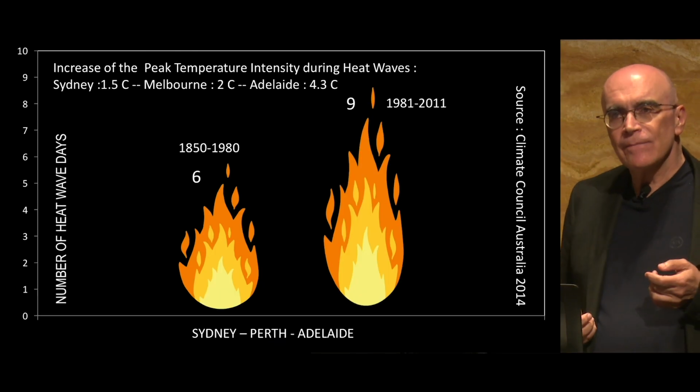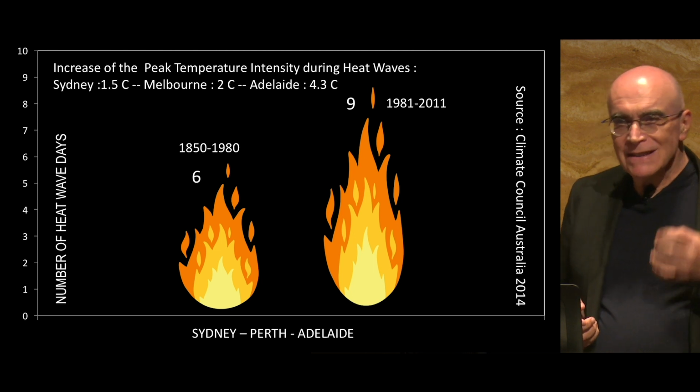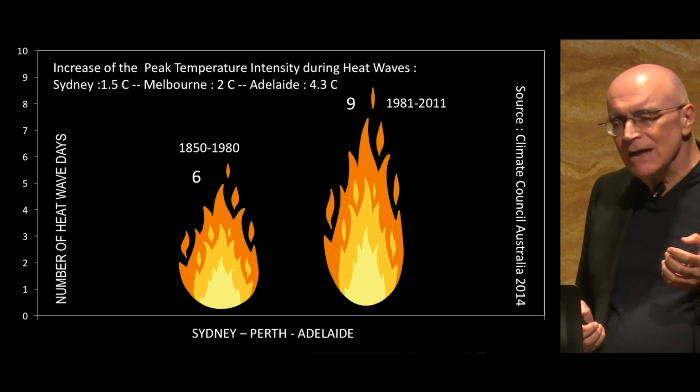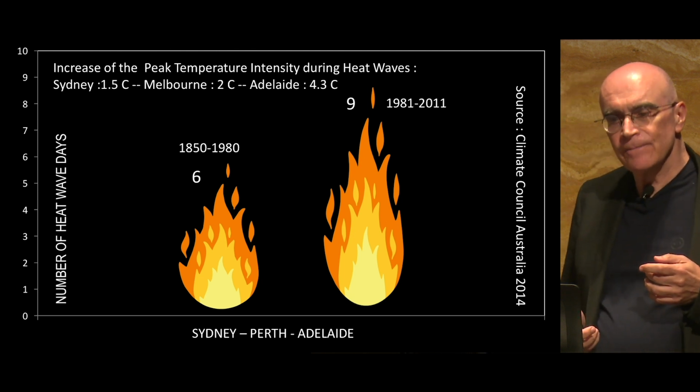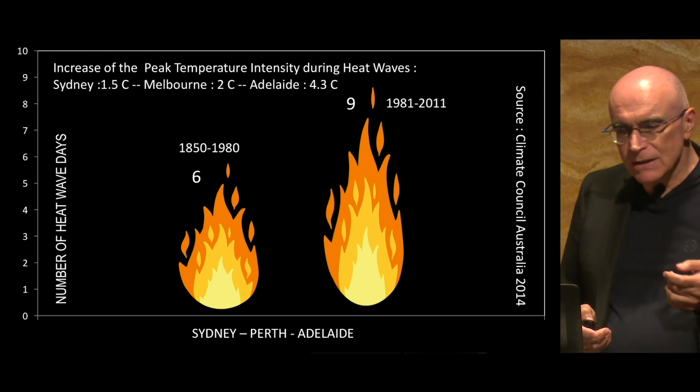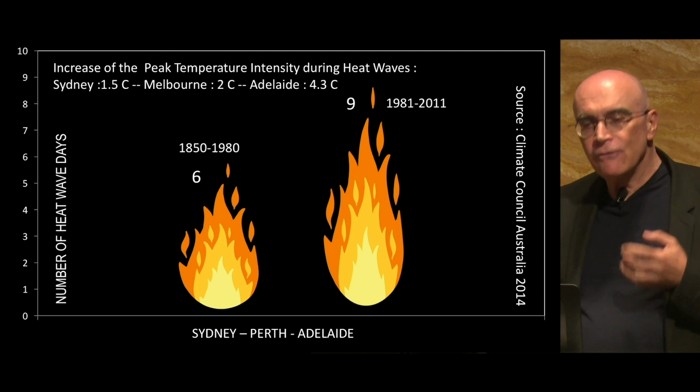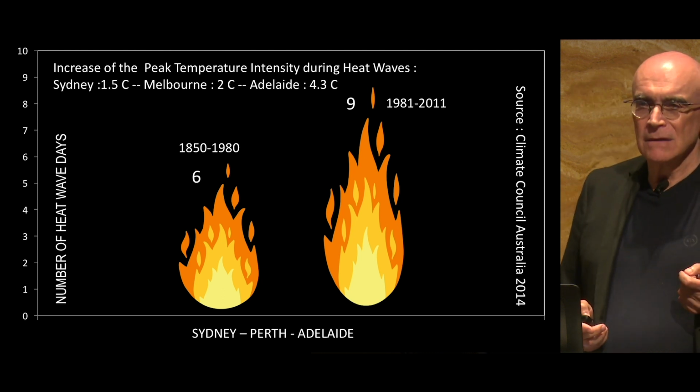At the same time, during heat waves in Sydney, the maximum temperature has increased by 1.5 degrees, in Melbourne by 2 degrees, and in Adelaide by 4.3 degrees. So we have a phenomenon where we have more frequent heat waves, they last longer, and the temperature is higher. And this is very well documented.